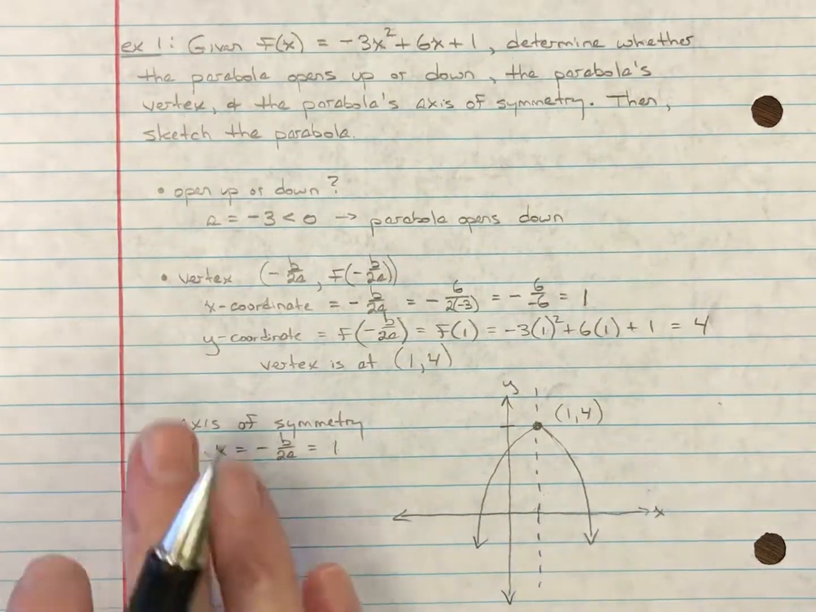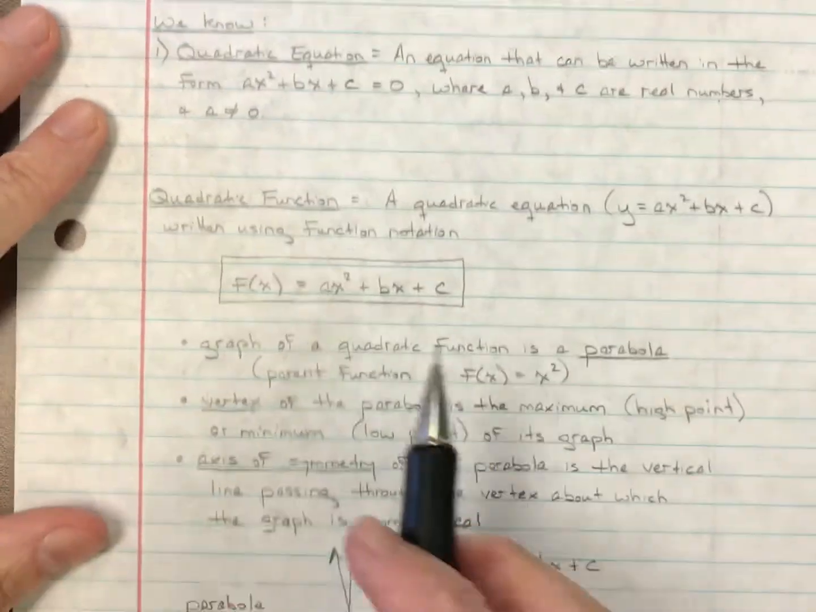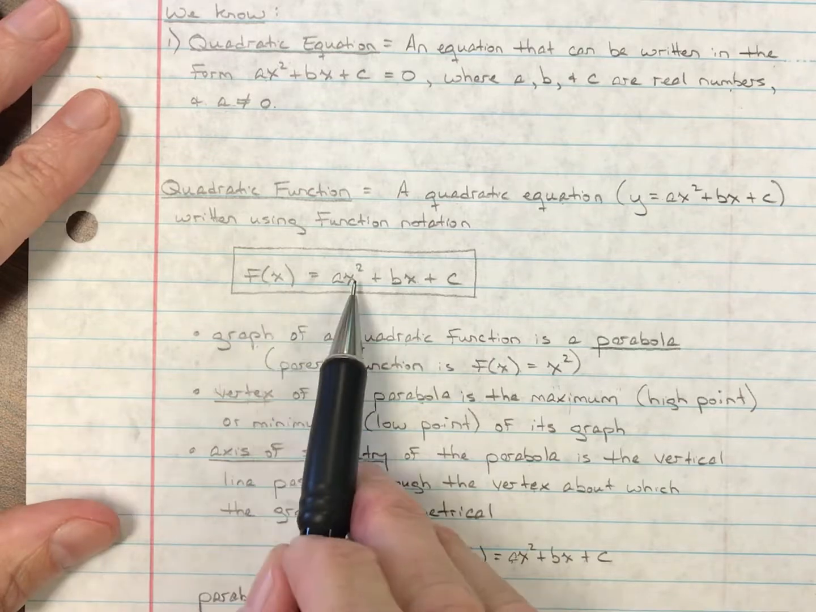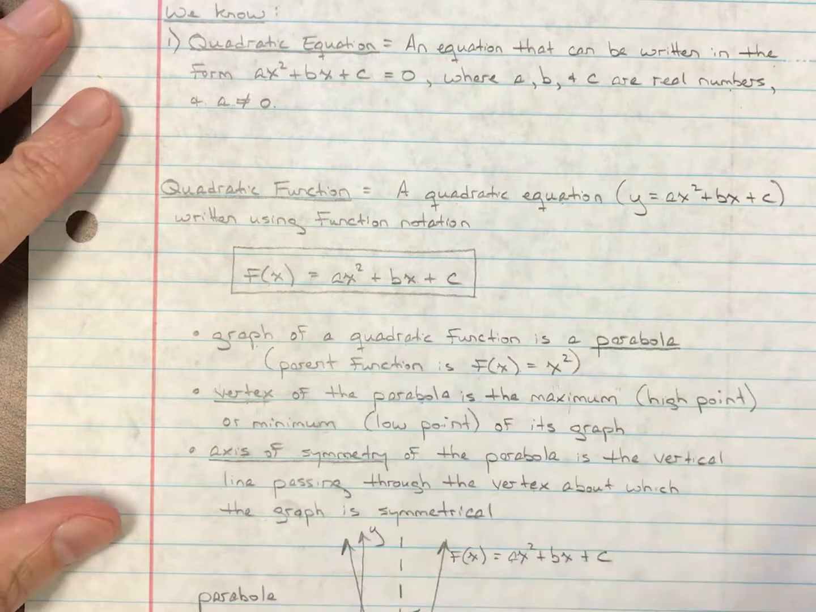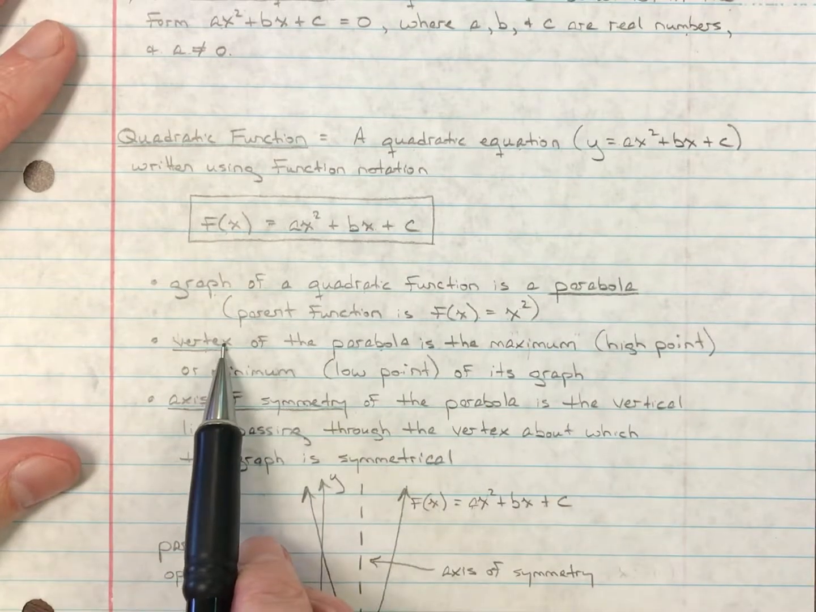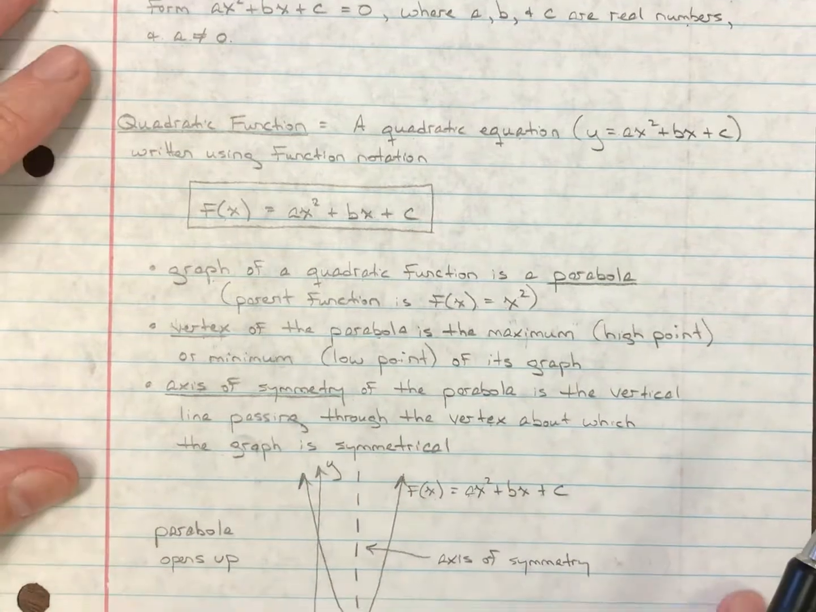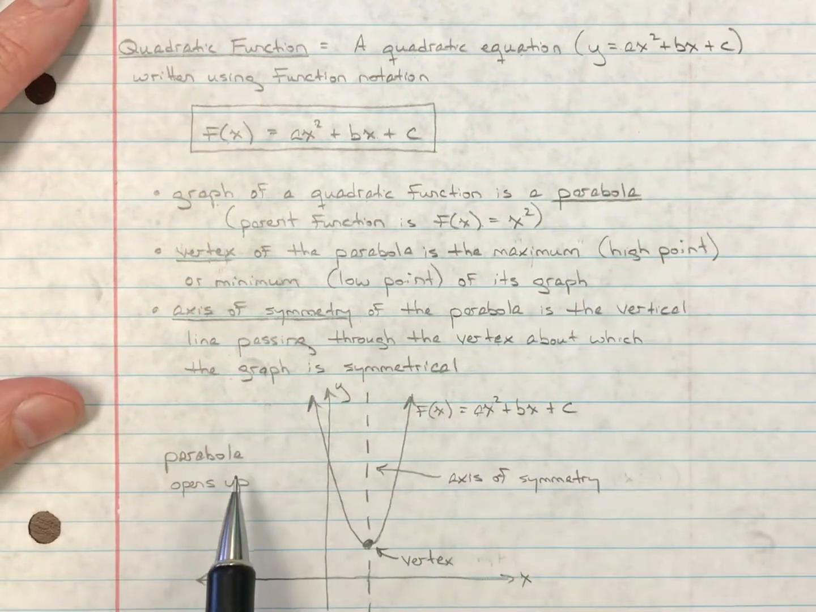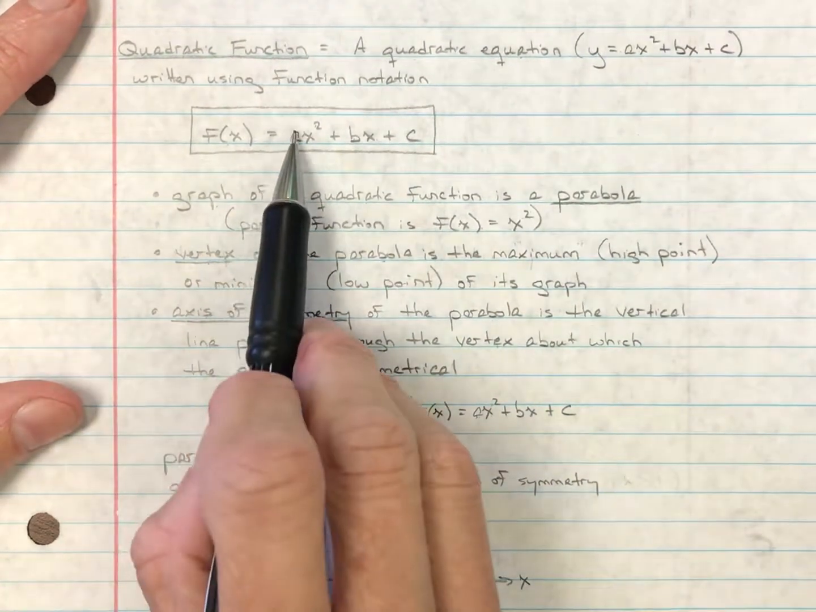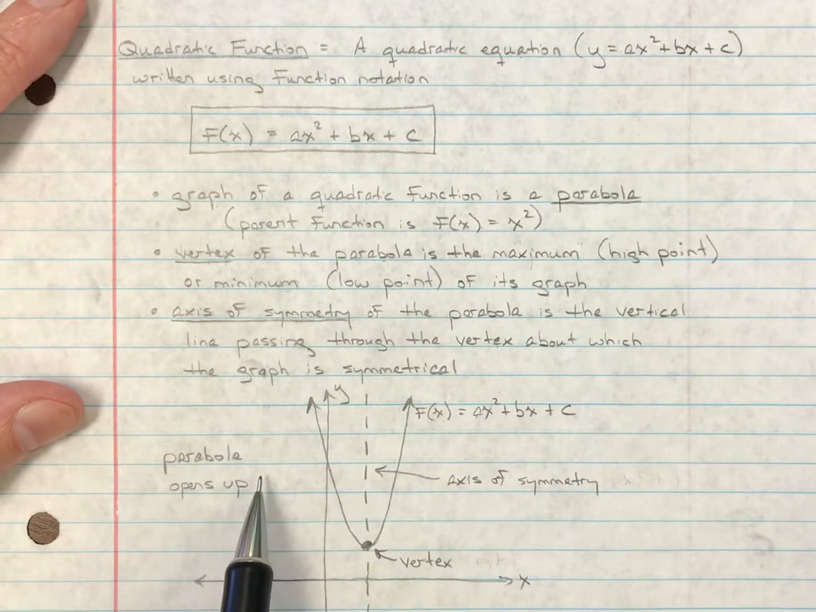Okay, so quadratic functions we're now into. This is your base equation, f of x equals ax squared plus bx plus c. And when you look at the graph of a quadratic, we have a vertex, we have an axis of symmetry, and we can determine from the coefficient of the x squared term, a, whether or not the parabola opens up or opens down.